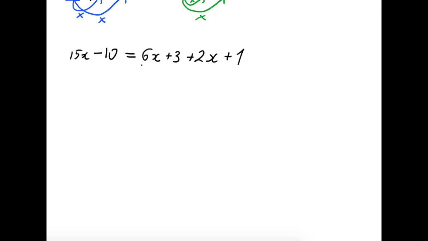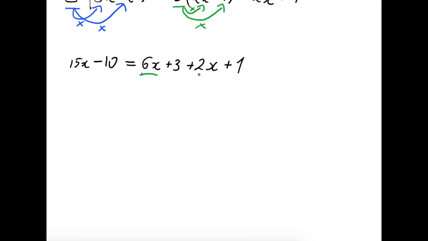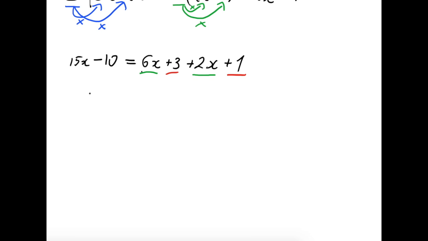Anyway, so I want to tidy it up a little bit on both sides. There isn't much tidying up to be done over here, but on the other side of the equation, I have two different sets of like terms. So take a look at this. 6x is like 2x, and 3 is a similar term to 1. So I can bring them together to tidy my equation up. Okay, what's that going to give me? I have 15x, just rewrite it again, minus 10 is equal to 6x plus 2x is equal to 8x, and 3 plus 1 is equal to 4. So I can say plus 4.